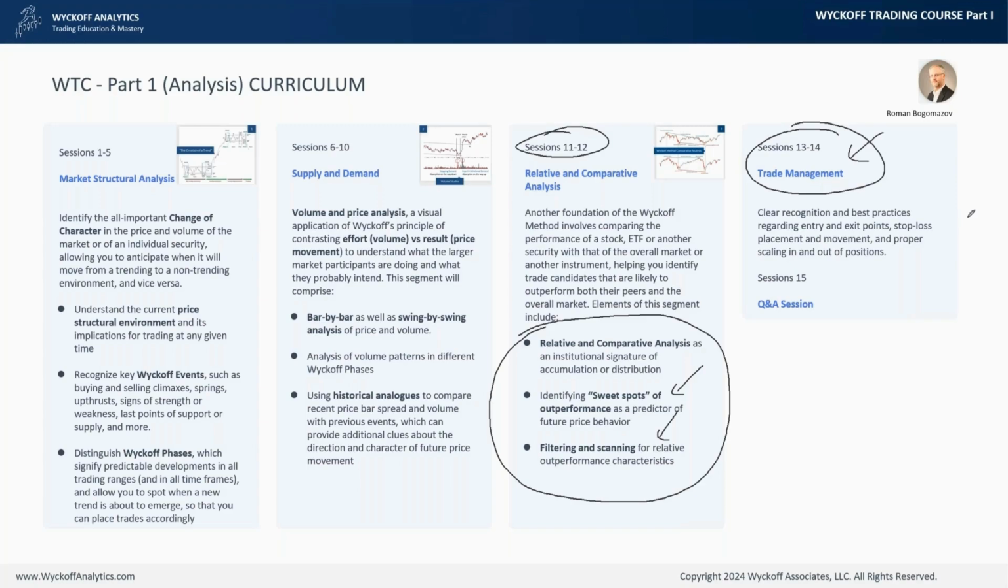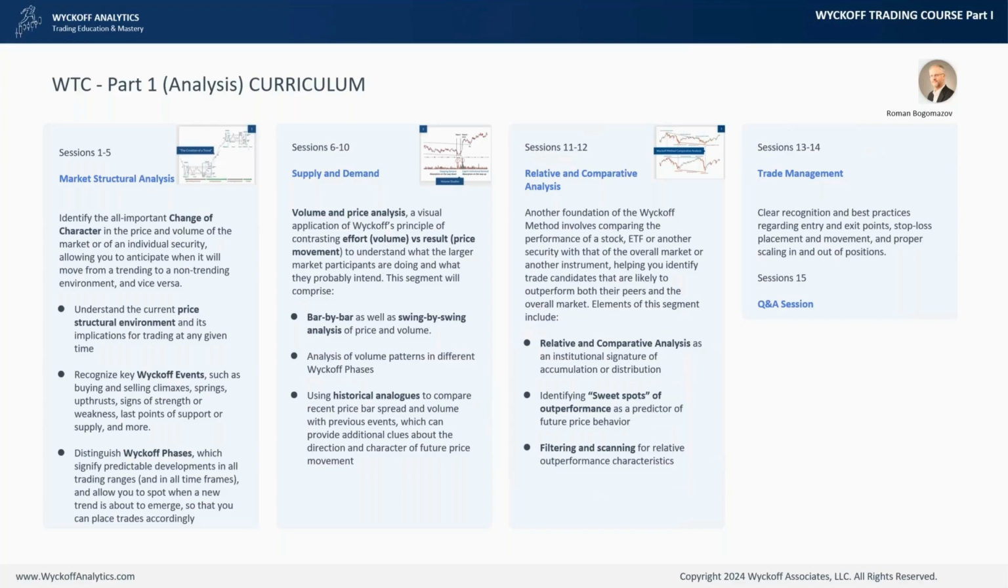And I would say that the trade management, once you start reading the chart correctly, becomes an extremely easy affair, because once you understand the rules of engagement and you see how the chart develops, then it's way easier just to trade in general. Session number 15 is usually devoted to the Q&A for the whole semester.